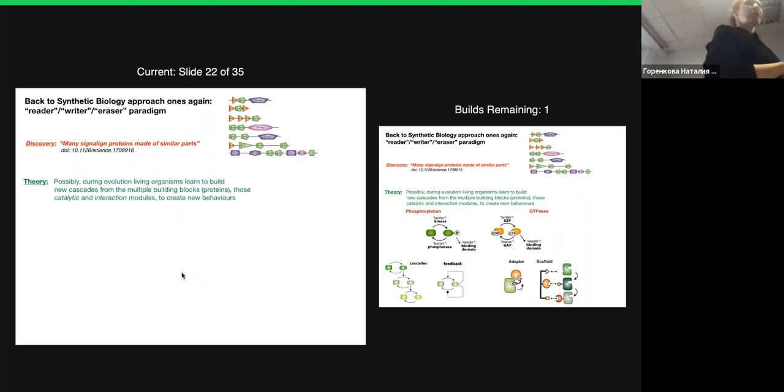I really like their theory that evolution played with these building blocks. It played with this combination of different domains, making different kinds of kinases.